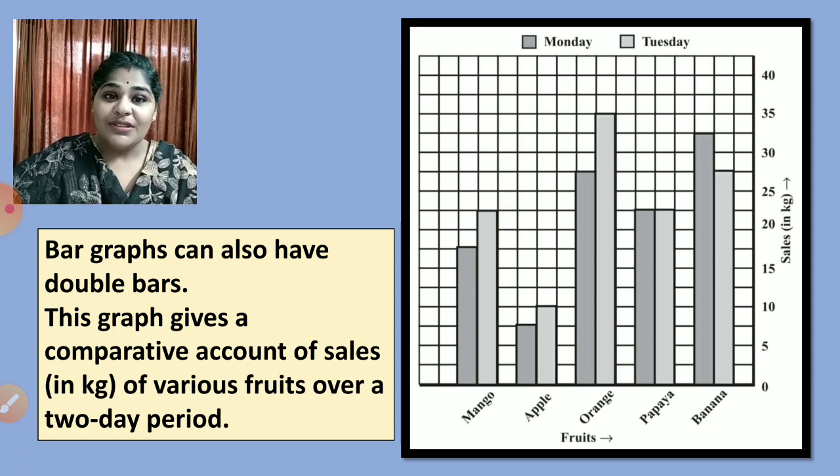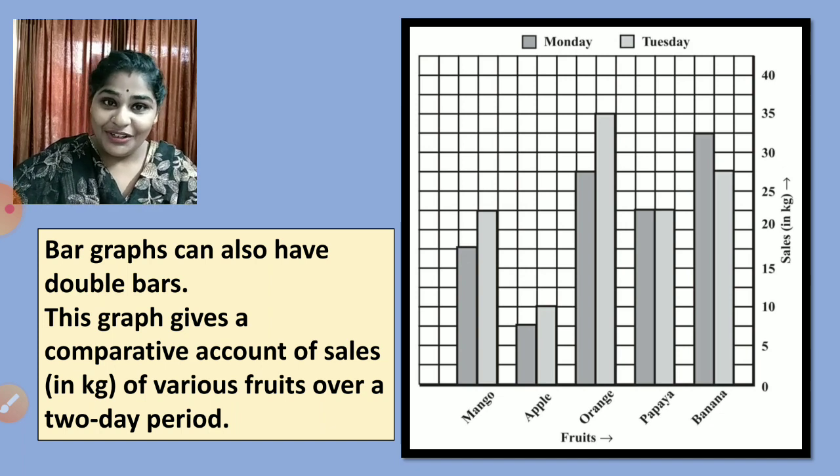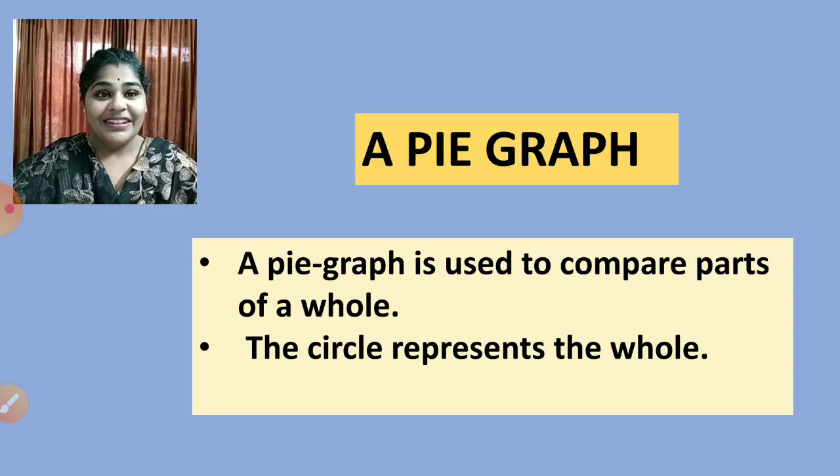So bar graphs can also have double bars. This graph gives the comparative account of sales in kg of various fruits over a 2-day period, that is Monday and Tuesday. I hope this is clear.